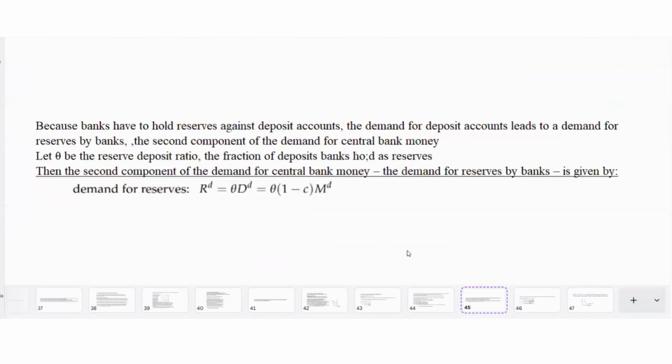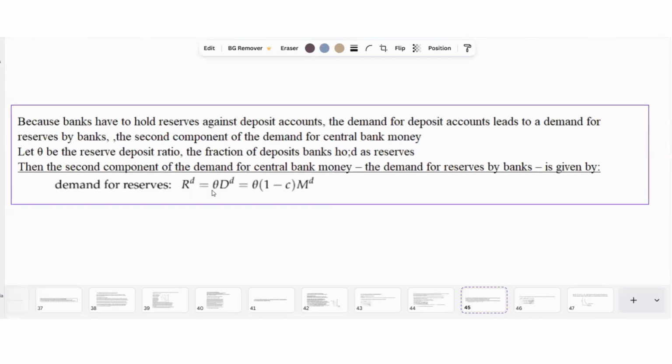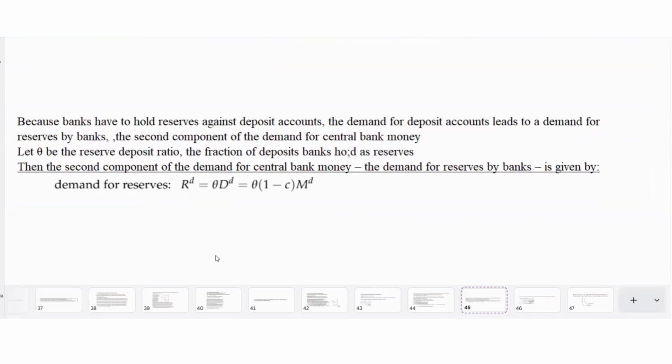Now let's move on to the second component, which will be demand for reserves. Now we know that banks have to hold reserves against deposit accounts. We already talked about this. Reserves are that part of deposits that banks keep on hand that are not loaned out. So the demand for deposit accounts leads to a demand for reserves by banks, because when you receive deposits, a certain part of it is kept as reserves on hand. So demand for deposit accounts is what's going to lead to a demand for reserves.